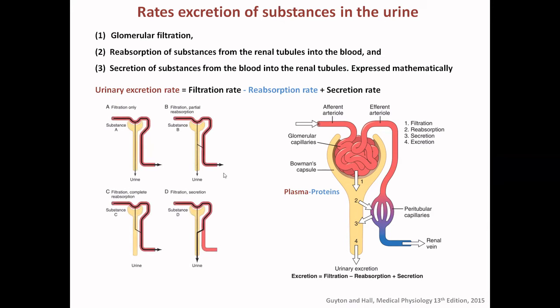So these are the four types of scenario. Here there is only filtration, no reabsorption, no secretion. And in this scenario, the creatinine, that is a nitrogenous waste, does not need to be reabsorbed. So all of it is excreted in the urine.